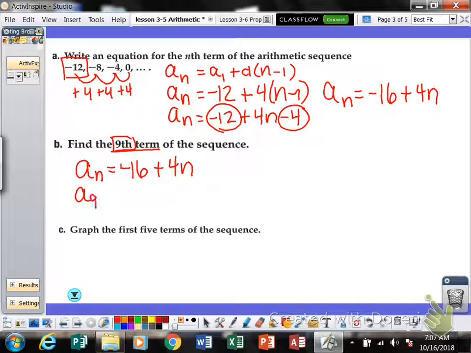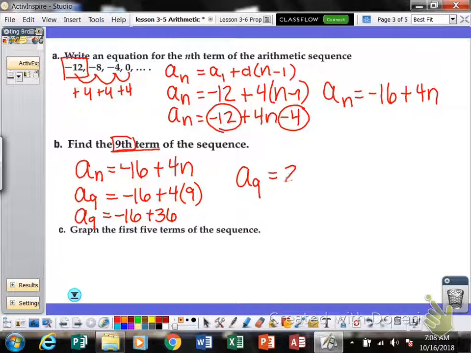So a sub 9 equals negative 16 plus 4 times 9. And then a sub 9 equals negative 16 plus 36. And then when I take negative 16 and add 36, I get 20. So a sub 9, the ninth term, is 20. So there is how you find the nth term.